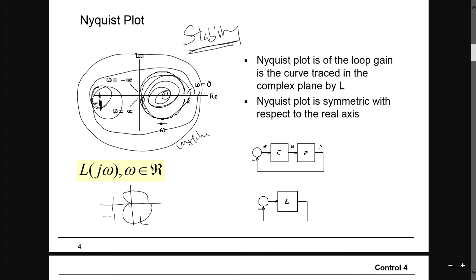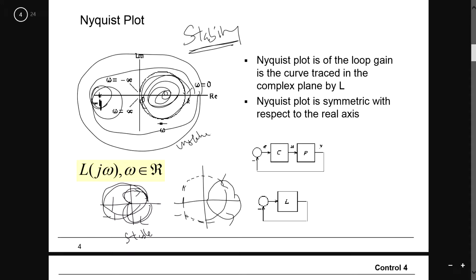If this is the case, is this stable? And I will say that this is stable. It's because it didn't encircle -1. It didn't do that, right? It's just like that only. Okay, next question. This is the -1 radius, correct? And then we have a Nyquist plot over here. Is this stable?